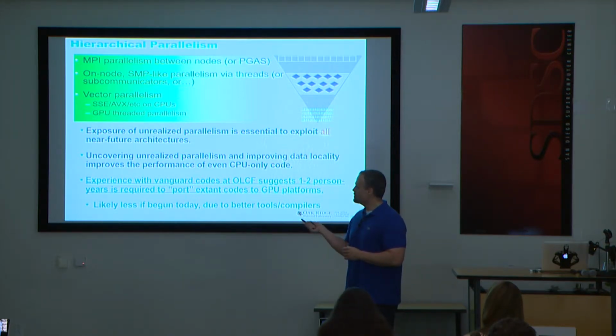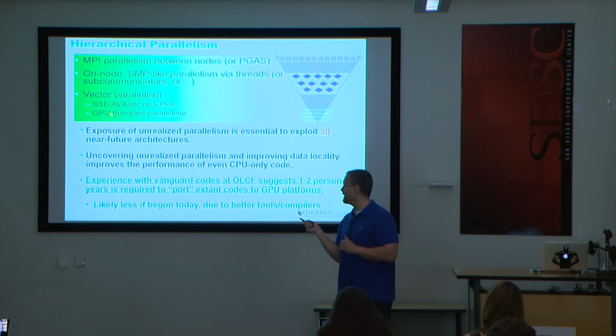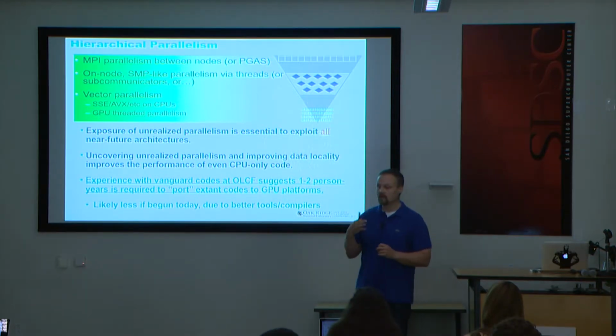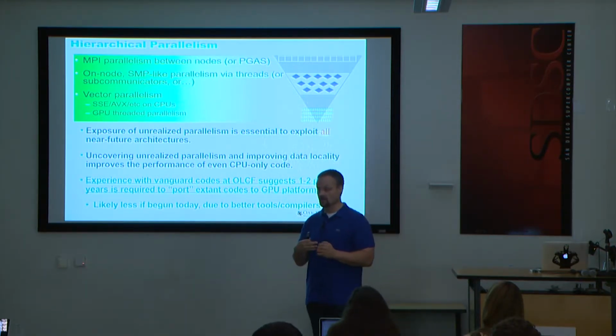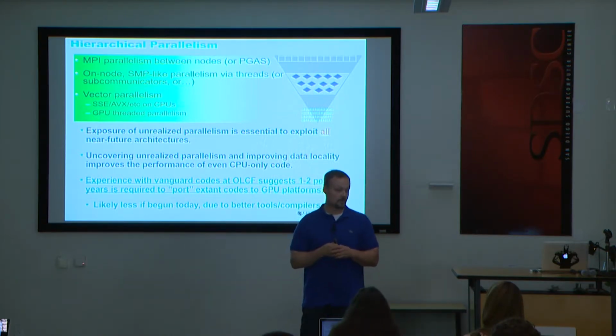But modern nodes have other sources of parallelism, like SMP-like parallelism via threads. Anybody in here ever use OpenMP? There you go, so about half of us. OpenMP is a way to exploit thread parallelism. That is, you have one heavyweight process on each processor that may communicate via MPI. But within that heavyweight process, you have multiple threads of execution that can do independent threads of work.